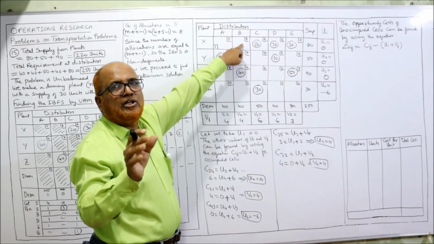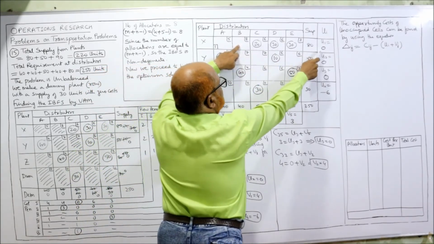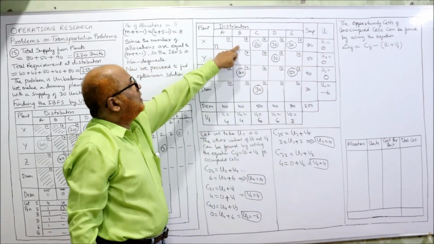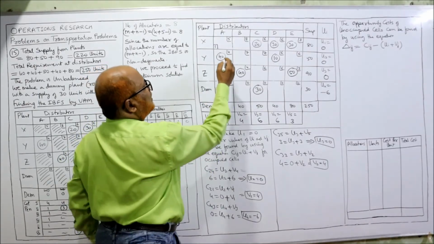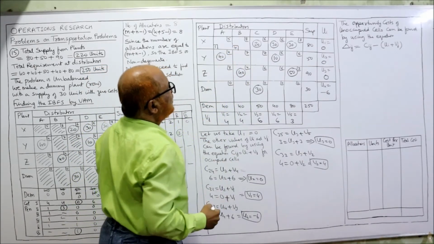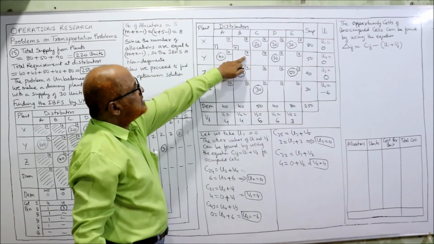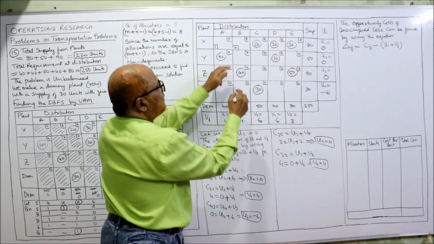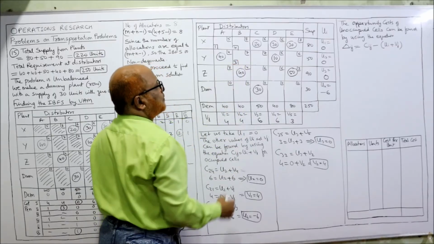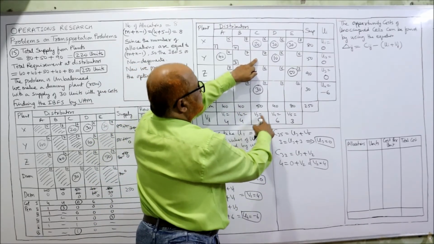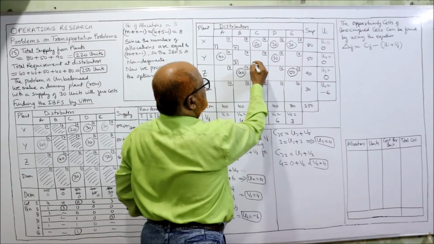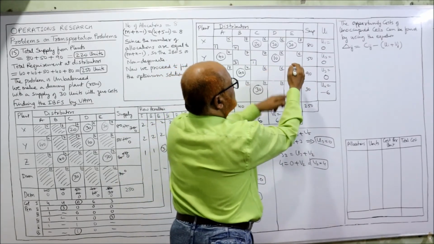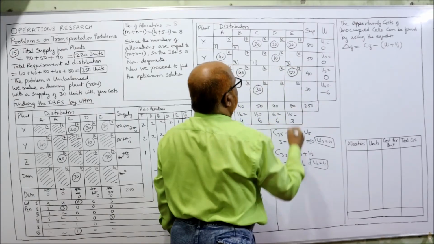Similarly here, 8 is the Cij. From Cij deduct Ui plus Vj. What is Ui here? 0. Vj is 4. So 0 plus 4 is 4. So 8 minus 4 is 4. Right? Now this. Cij is 7. Then 4 plus 0 is 4. 7 minus 4, 3. Here it is 6 plus 0, which is 6. 7 minus 6, 1. Here 6. 3 plus 0 is 3. 6 minus 3 is 3.